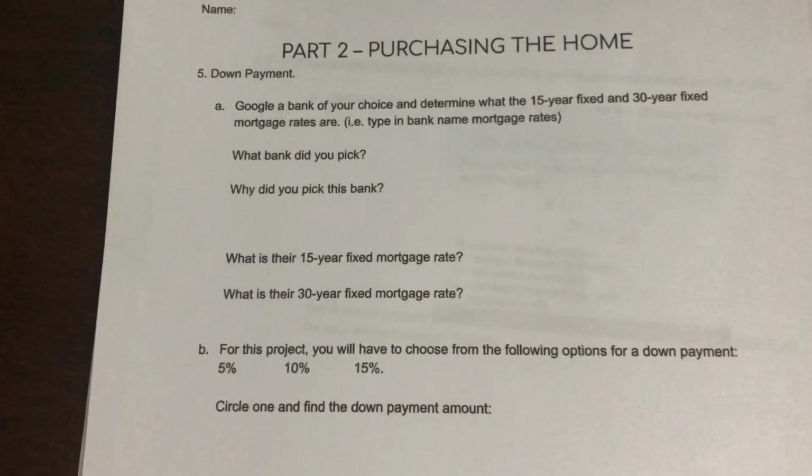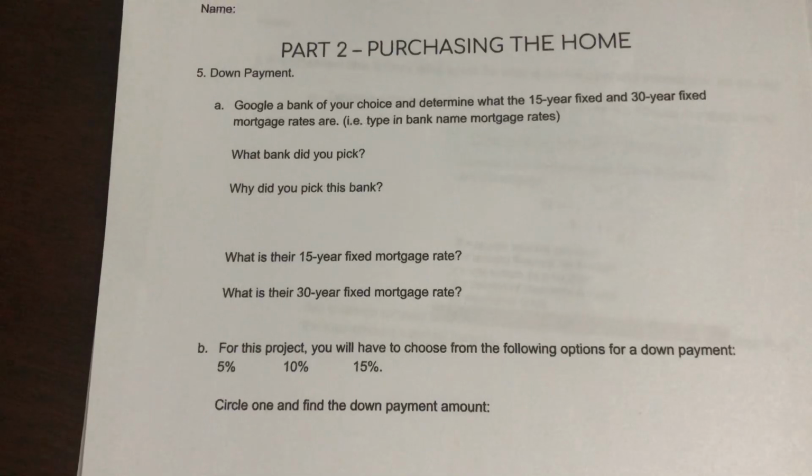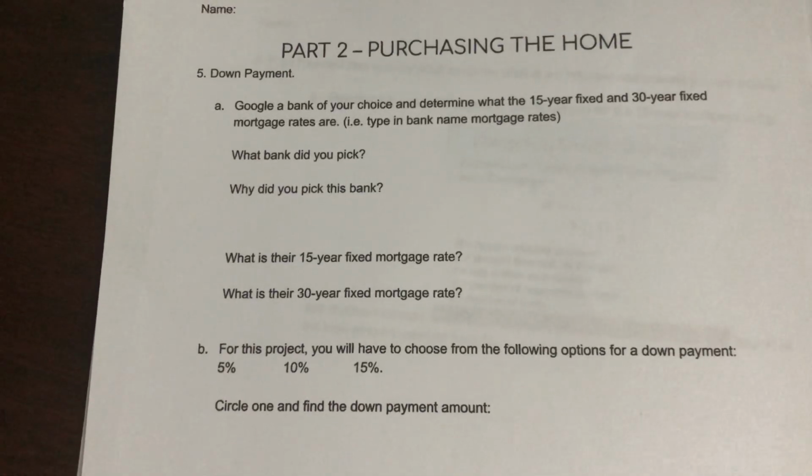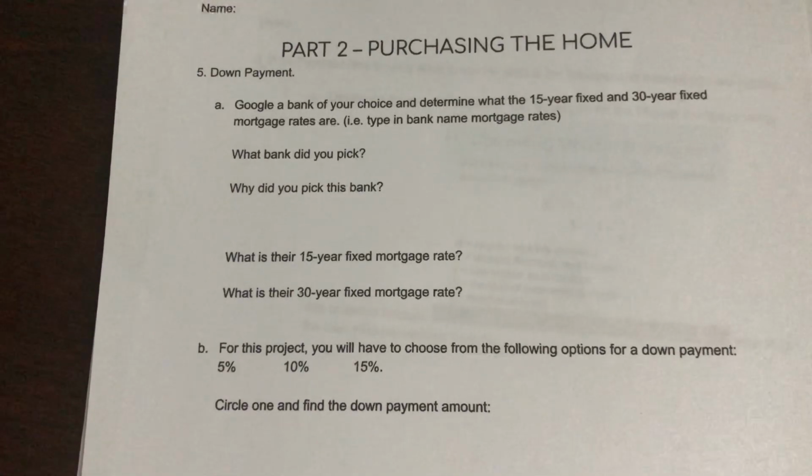This is video 4 exemplifying the American Dream Project. Video 4 is going to take you from 5A to 6G. In this section, we are actually purchasing the home that we found on Zillow from part 3.